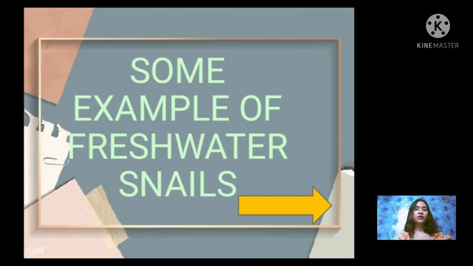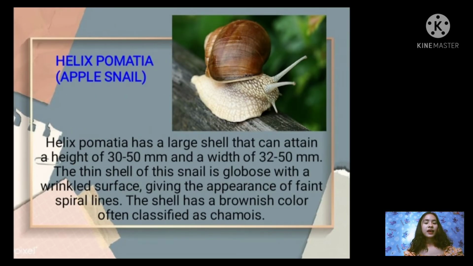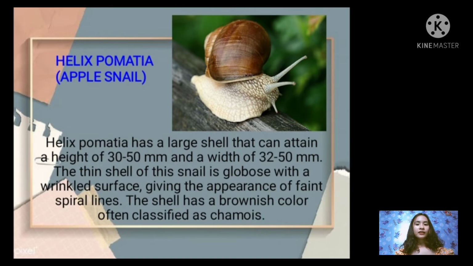There are 1,000 freshwater snails worldwide, but these are some examples of freshwater snails. The first one is Helix pomatia, also known as the apple snail. Helix pomatia has a large shell that can attain a height of 30 to 50 mm and a width of 32 to 50 mm. The thin shell of this snail is globose, with a wrinkled surface, giving the appearance of faint spiral lines. The shell has a brownish color, often classified as chamois.